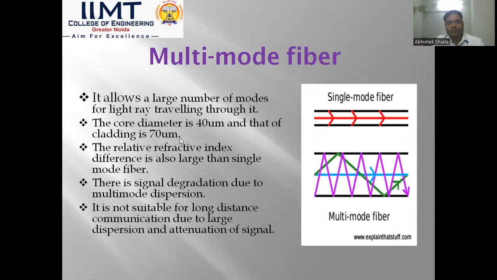With respect to single mode, we have to keep in mind the thickness of the core should be 40 micrometer, so there is a large difference. Obviously, there should be a large difference between the refractive index of single mode and multi-mode. There is always signal degradation due to multiple dispersion. Why? Because if we send more than 2 or 3 light rays in a single fiber, there are chances of degradation of these signals.